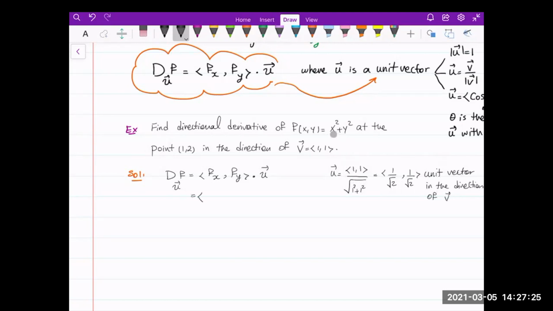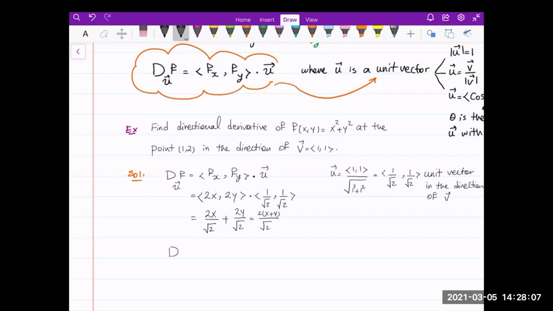Okay, so now what is fx? I'm taking the derivative with respect to x, 2x. What is fy? It's 2y. What is the unit vector? 1 over root 2, 1 over root 2. Something else that I need to pay attention to is that it says at the point (1, 2). So let me find the dot product first. It would be 2x times 1 over root 2, so 2x over root 2 plus 2y over root 2. So this is root 2 times (x plus y).